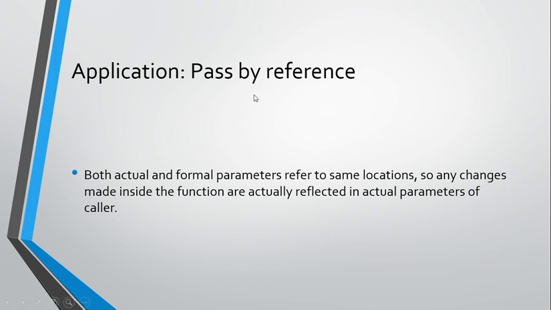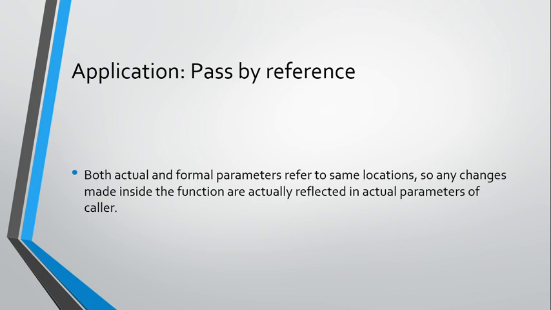So one of the main applications of pointers is pass by reference. We have already covered pass by value, where the actual parameter is being passed to the formal parameter. But even though we have seen the swapping example, the formal parameter is being changed, but the actual parameter is still the same. So we have to do something to avoid that.